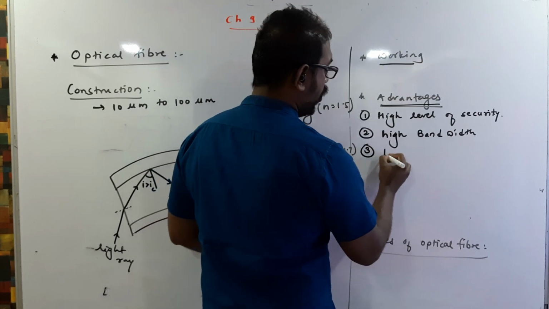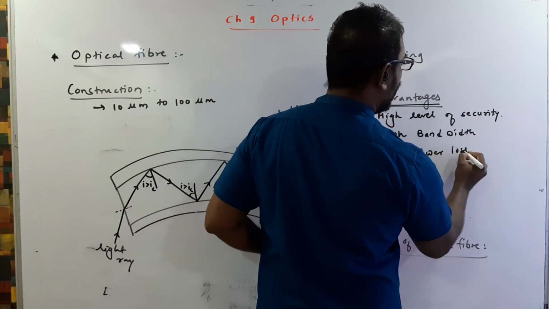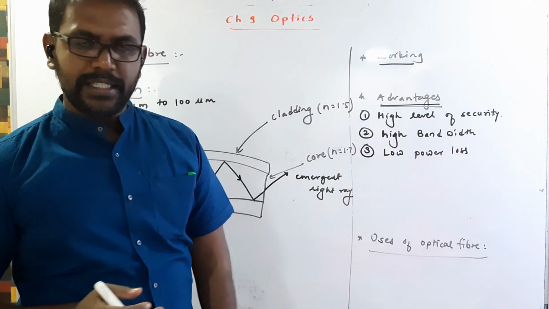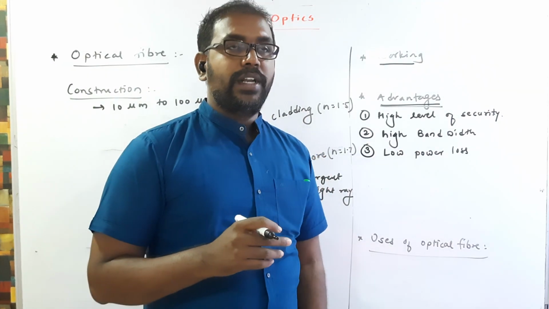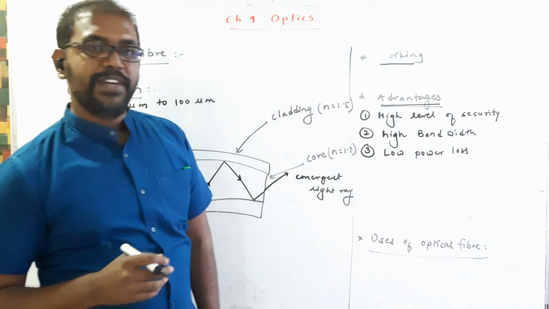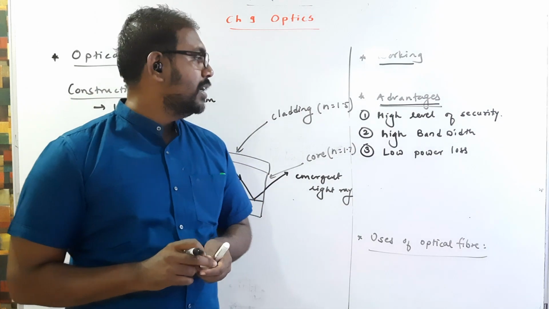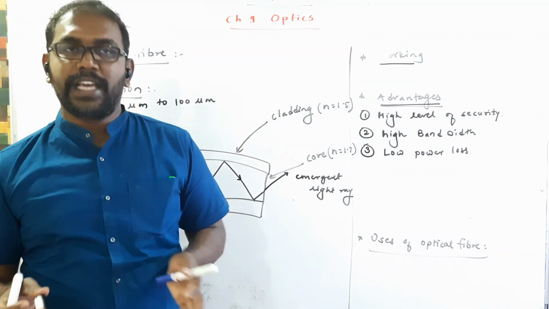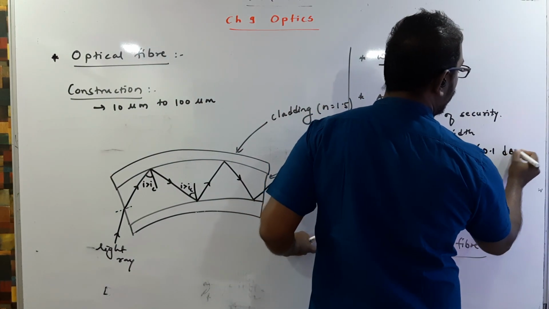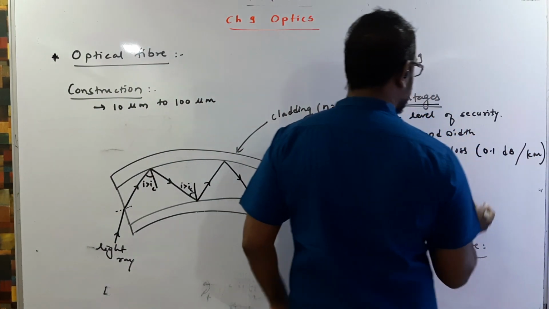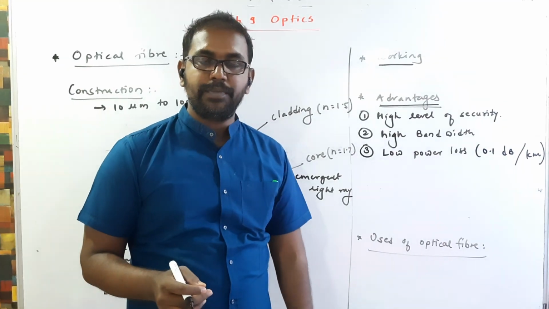Now the third one, low power loss or low signal loss, we can say that. So when we are transferring a signal from one point to another point, over a longer distance also, there is very little signal loss in optical fiber, less than or about, we can say, 0.1 decibel per kilometer. So signal loss is as low as possible here, means 0.1 dB per kilometer.